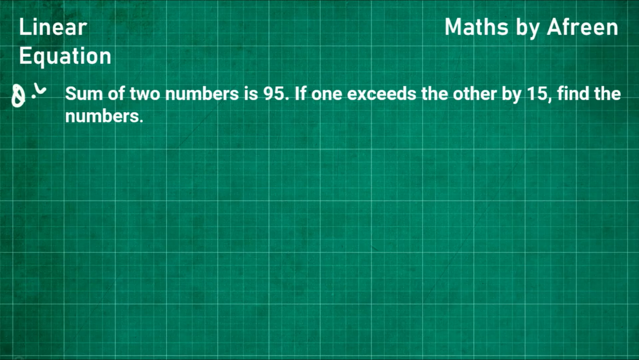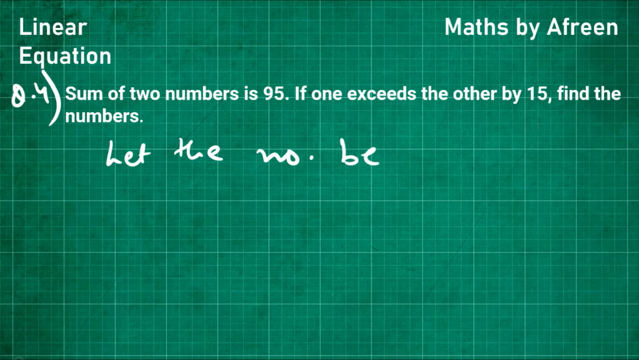That is our fourth question. Our fourth question is, sum of two numbers is 95. If one exceeds the other by 15, find the numbers. Again, what is the unknown value? The numbers are the unknown value. So first we will say, let one of the numbers be x.